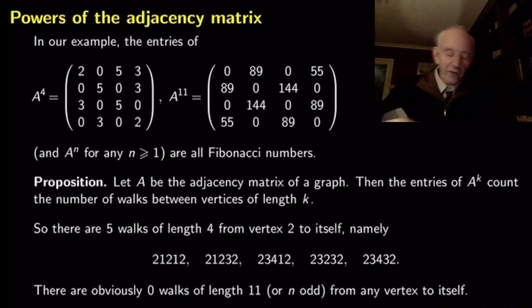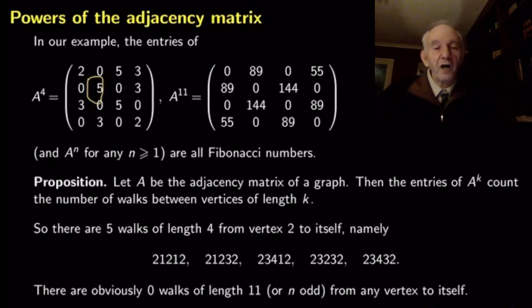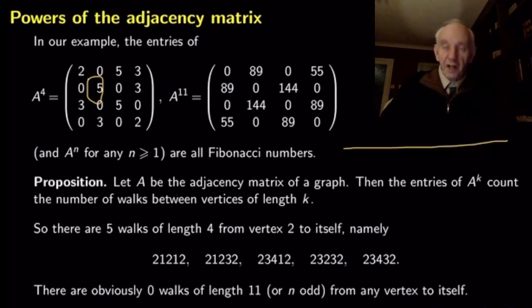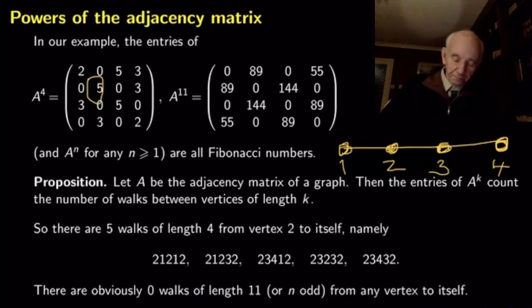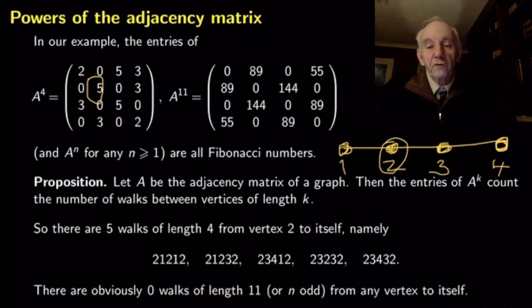So, for example, let me explain the 5 here. Why is there an entry 5 there? It turns out there are exactly 5 walks from vertex 2 to vertex 2, back to itself. So let me draw the path graph again, and I'll explain this. So here's the path graph, and we've labelled the vertices 1, 2, 3, 4. And there are exactly 5 walks of length 4 from vertex 2 to itself. So we're starting at vertex 2, and I've got to walk 4 steps and get back to 2.